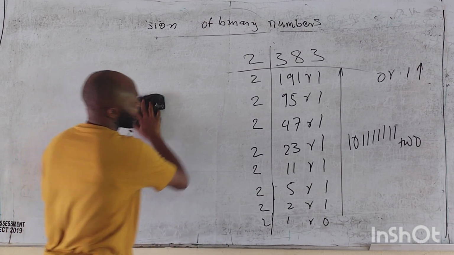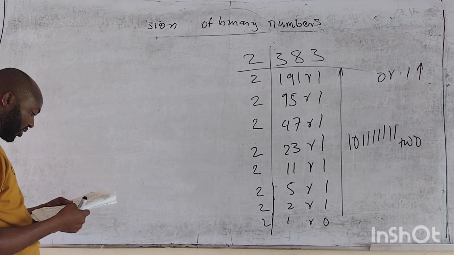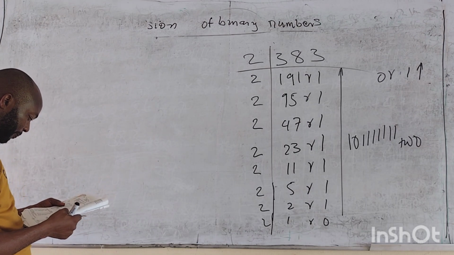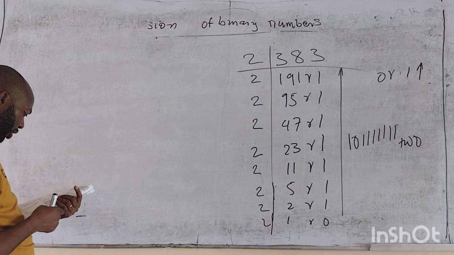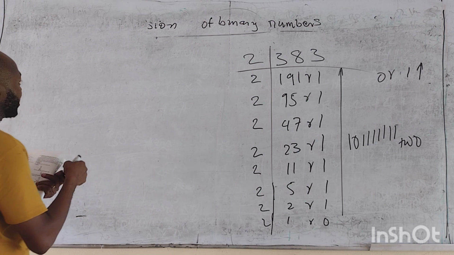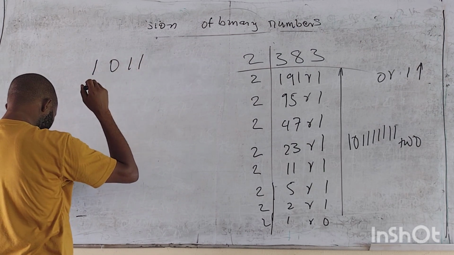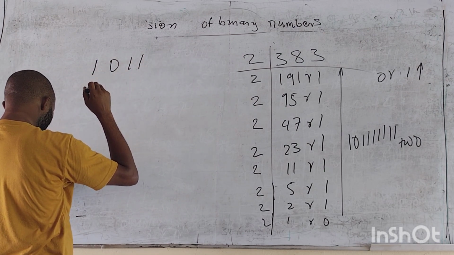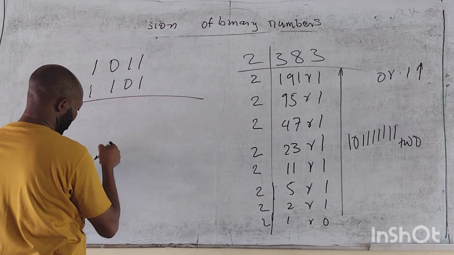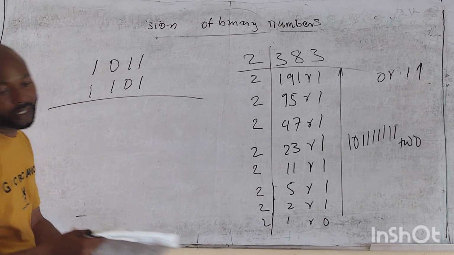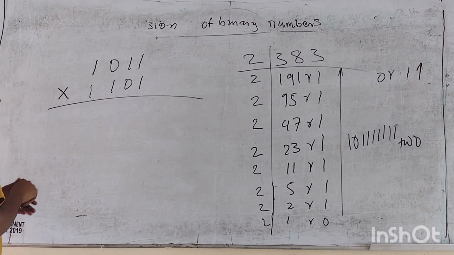Okay. All right. So let's do one random question before we shut down. Find the product of 1011 and 1101. Okay, let's take this. They say we should find the product. That's multiplication. It's a random question. We use it to summarize.